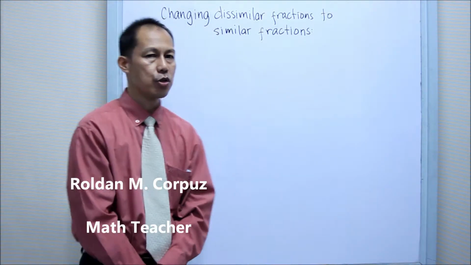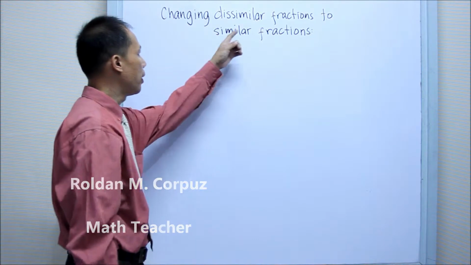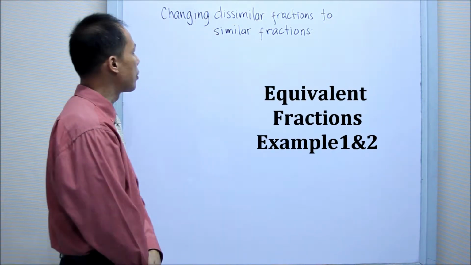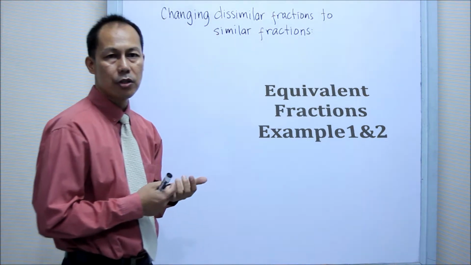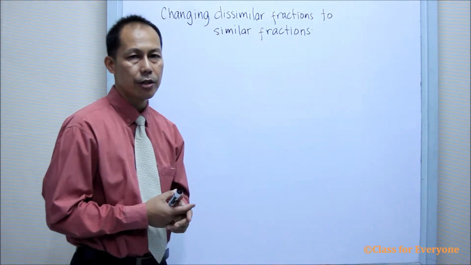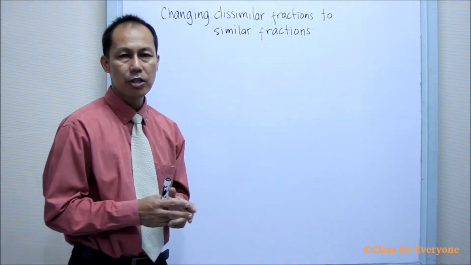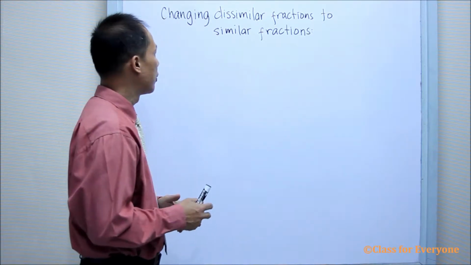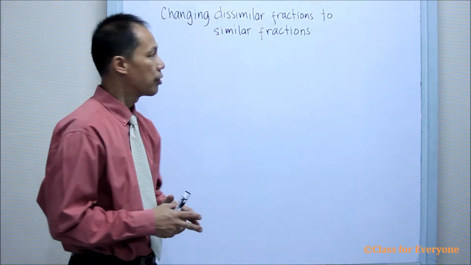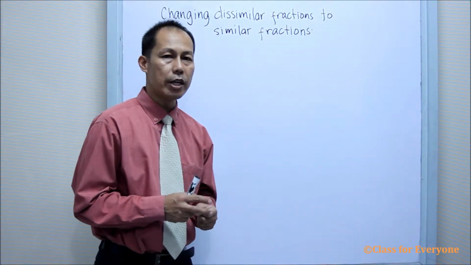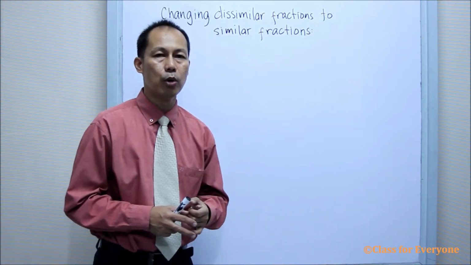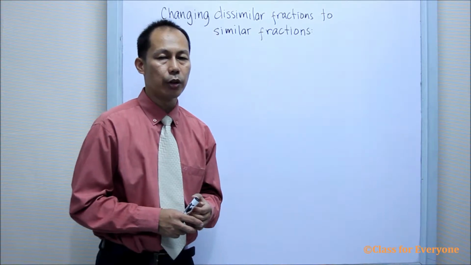I'm Roldan Corpus. We are now to change dissimilar fractions to similar fractions. In changing dissimilar fractions, well, dissimilar fractions are fractions having different denominators. To make them similar, they must have the same denominators. Change them into equivalent fractions. Now, in changing dissimilar fractions to similar fractions, we need to find the least common multiple of the denominators.